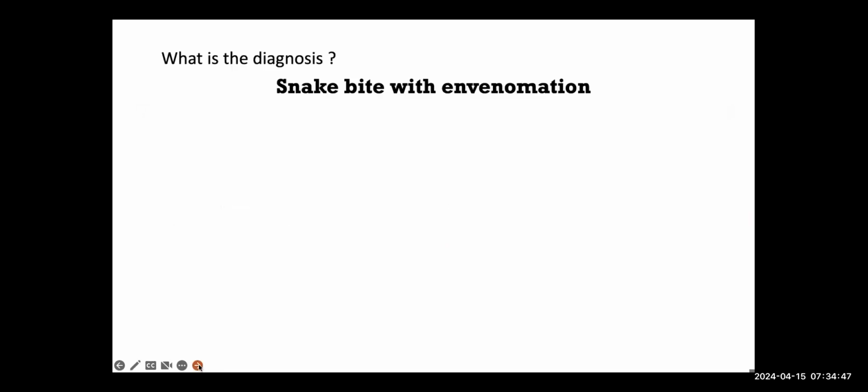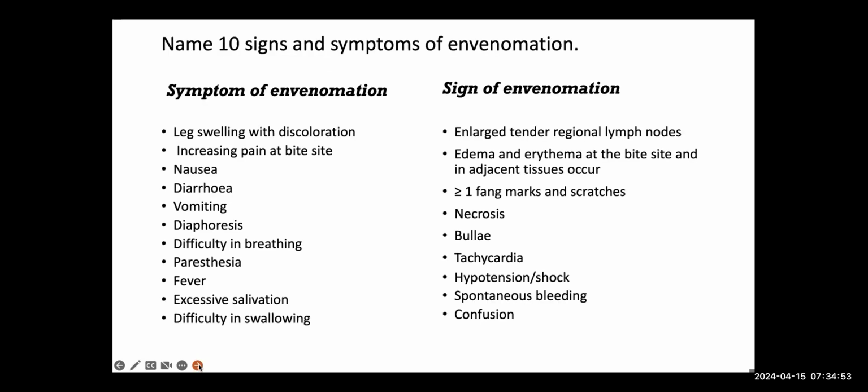All right. So for the first question, what is the diagnosis? Snake bite with envenomation. That's what the patient has. Then name 10 signs and symptoms of envenomation. So we have some symptoms here and some signs. Some symptoms, especially in this index patient: leg swelling with discoloration, increasing pain in the bite site, nausea, diarrhea, vomiting, diaphoresis, difficulty in breathing, paresthesia, fever, excessive salivation, difficulty in swallowing.